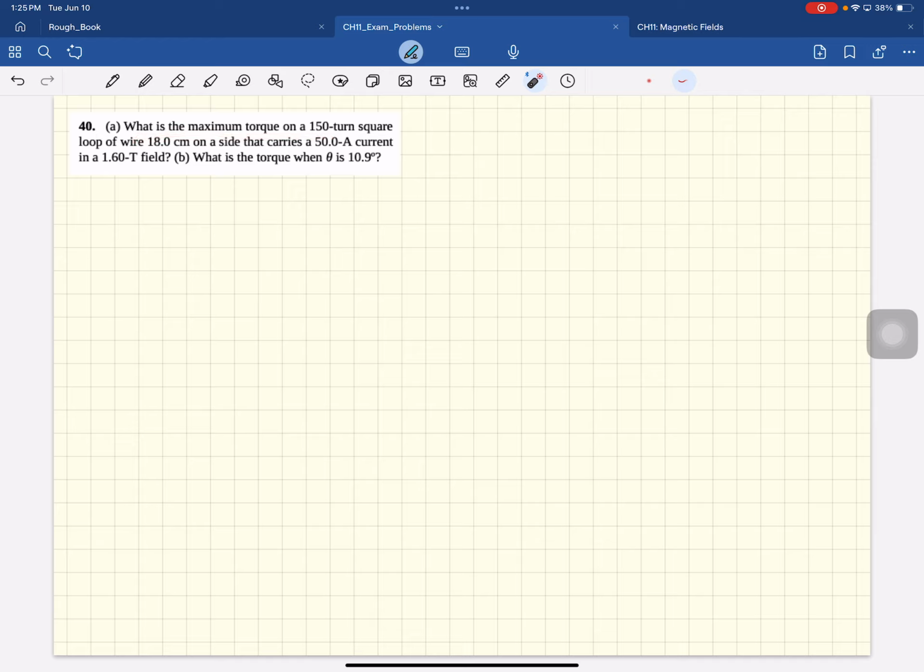What is the maximum torque on a 150 turn square loop of wire, 18 centimeters on the side, that carries a 50 amp current in a 1 Tesla field? That's a strong field. That's a very large current. What is the torque when the angle is 90 degrees? Okay, torque is mu cross B. Mu is NIA. N is the number of turns, I is the current, A is the area of the loop.